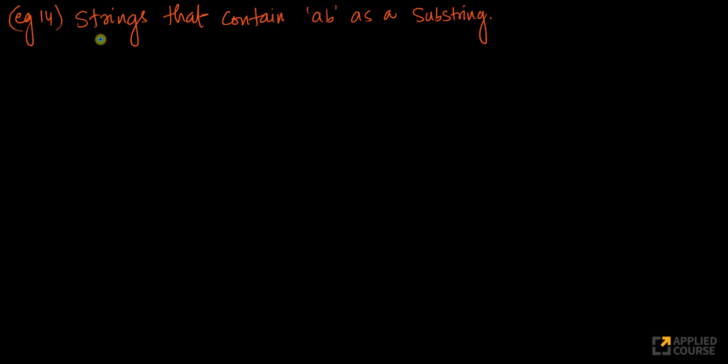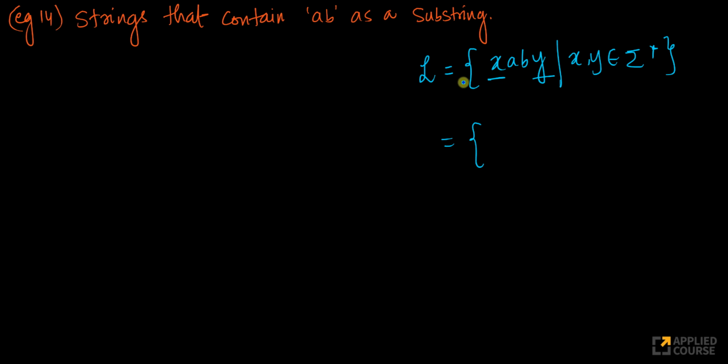Now we want to construct an automata that accepts strings that contain AB as a substring. So what does this mean? This means I'll have X, A, B, Y such that X, Y belongs to sigma star. Right? So this basically means I have something, AB, something. Right? So this is the string that I want to construct now. Now how do we do that? Now let's look at some examples, some example words in this language. Right? We'll have AB in this language, obviously. You need to have AB in this language.